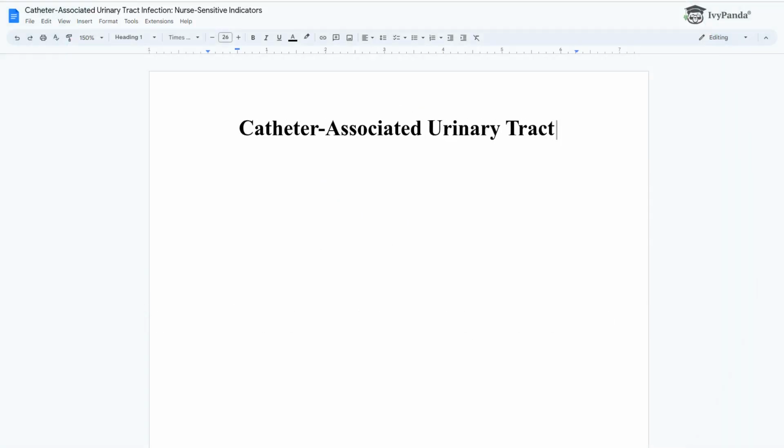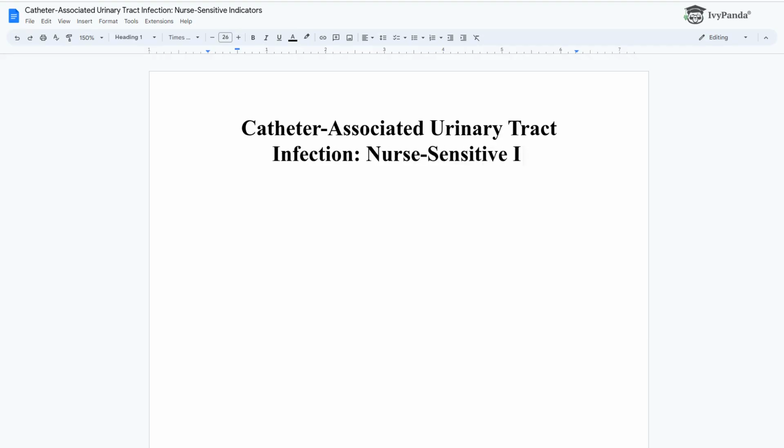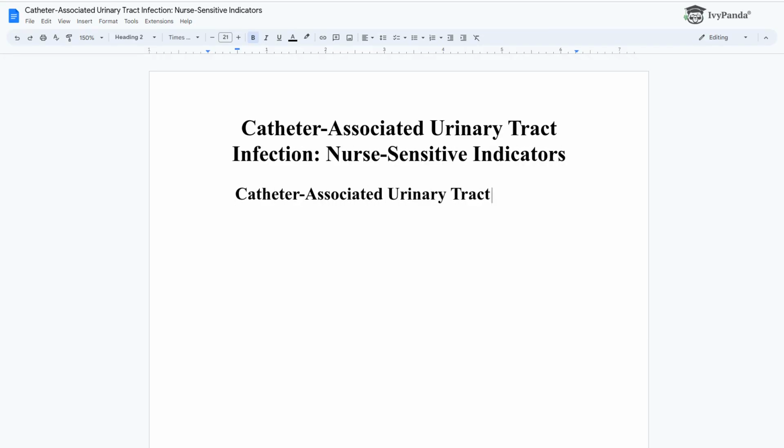Catheter-Associated Urinary Tract Infection, Nurse-Sensitive Indicators. Catheter-Associated Urinary Tract Infection.